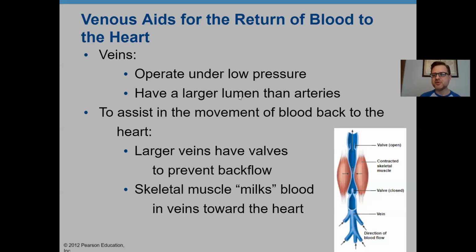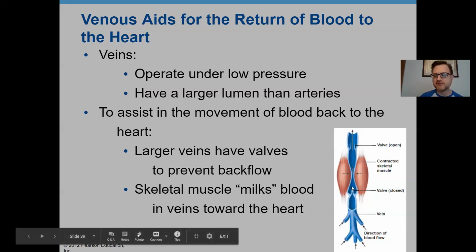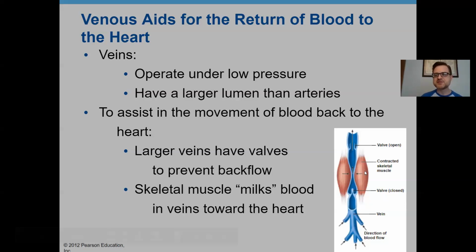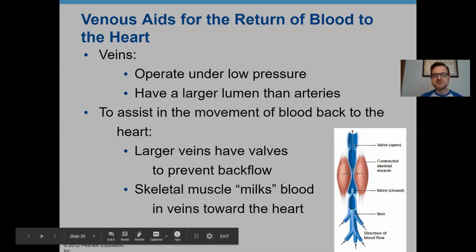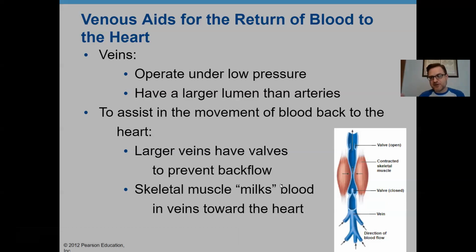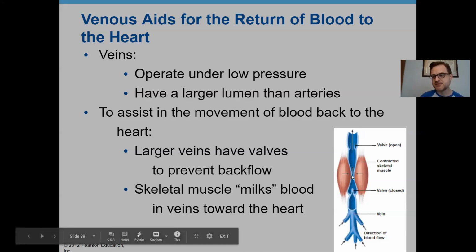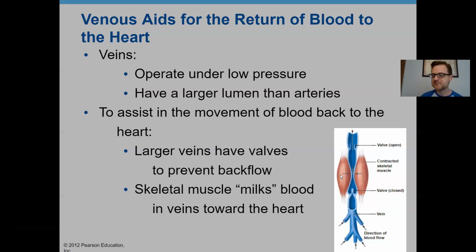Veins also have a larger lumen. They just have a larger space than arteries generally do. Oftentimes, veins also are embedded within skeletal muscle. So as the skeletal muscle is moving, the verb here is to milk. As the muscles are moving, it helps keep blood flowing in the right direction. Like you can see in this picture, it would be hard for blood to come back down because of that valve and just the muscle contraction kind of encouraging the blood to go in one direction.